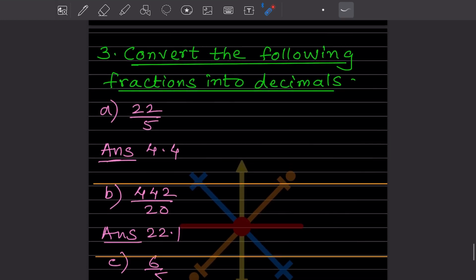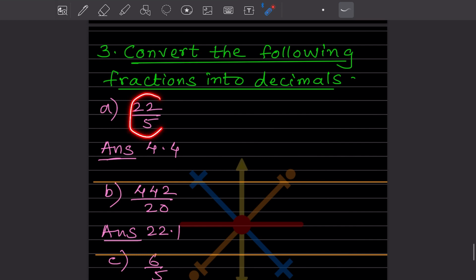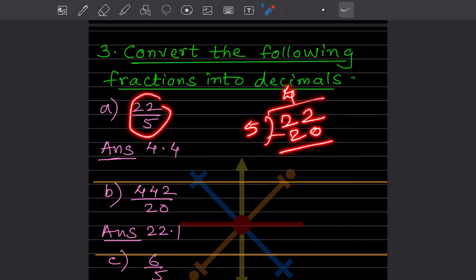Convert the following fractions into decimals. That was decimals into fractions. Now see here, 22 by 5. You have to divide 22 by 5. 5 fours are 20. And here what remains is 2. But you wanted to make it a decimal. You don't want any remainder. So what are you going to do? You will put here 1 0.